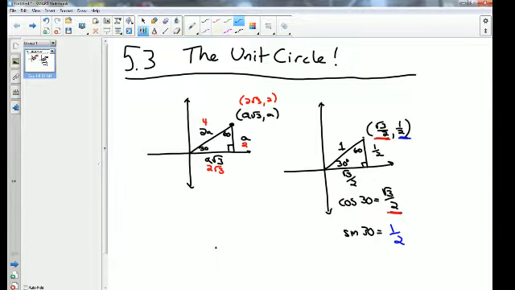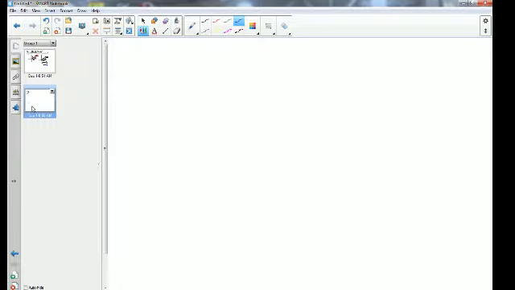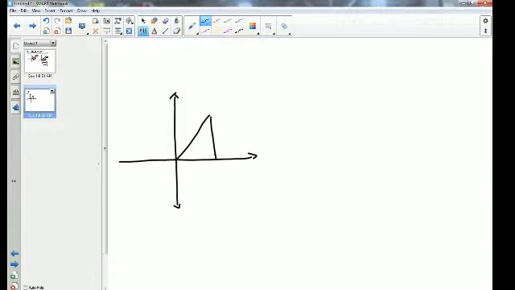Okay, let's talk about the other special right triangle that we studied. What's it called? 45, 45. Okay, what were the ratios? If this is A, then this is A, and this is A times root 2.